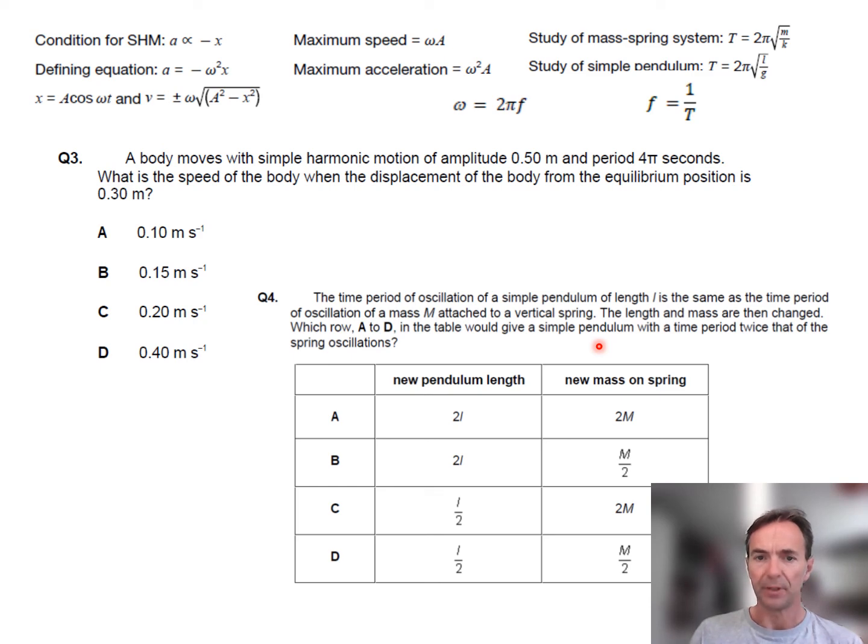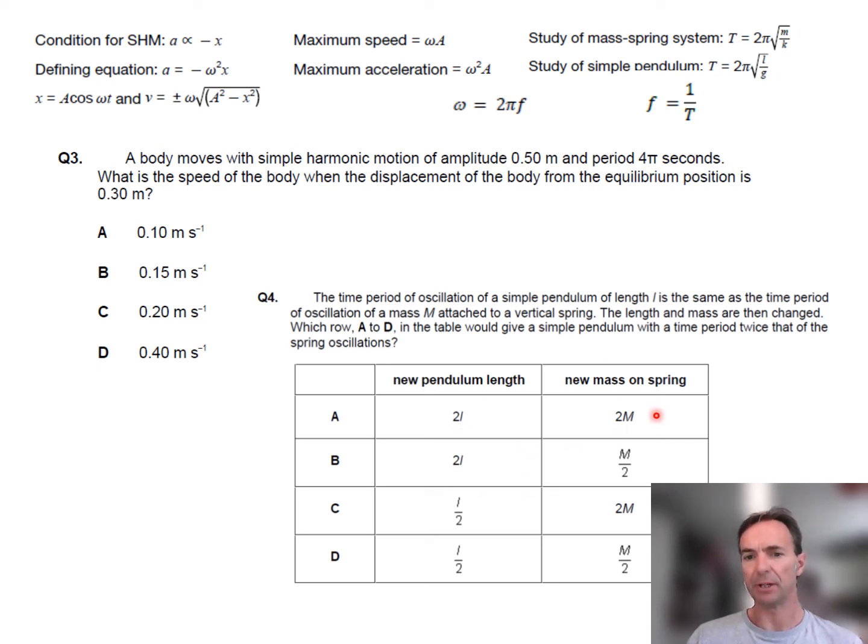Which row A to D in the table will give a simple pendulum with a time period twice that of the spring oscillations? So the pendulum is now going twice, as it were. So the time period is twice that of the spring oscillations. Look at these two equations here. So I need the pendulum to be twice the length. The period of the pendulum is proportional to the root of length, and the time period of the mass spring system is again proportional to the root of m in this case. So which one of these is doing this?